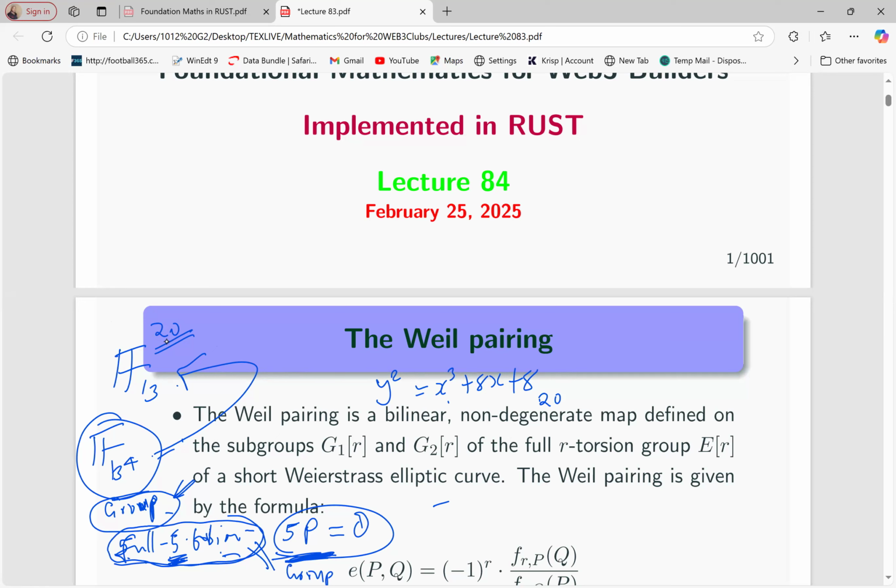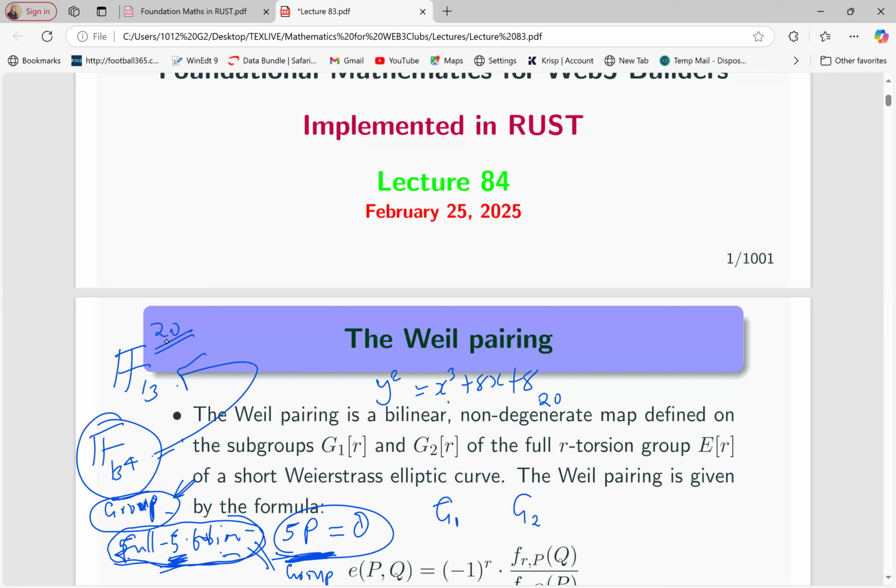The full 5 torsion points would form a group. I want to come up with the 2 subgroups of this. Call one G1 and call another G2. So I'm just recalling what we've just been doing. Look at where we began.